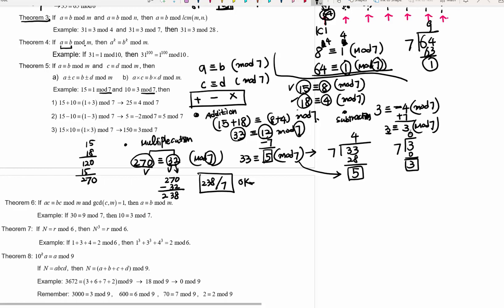But 32 is not the remainder because 32 is greater than 7, right? So you can reduce this number to less than 7, isn't it? What is the largest number which is a multiple of 7? 28. Okay, so you can take 28. So 32 minus 28 is what? 4. So 270 is congruent to 4 mod 7, isn't it? 270 and 4 are in the same column, we know that. Right? So this number is less than 7. Now we can say 4 is the remainder when divided by 7. Okay? That's it. So remember, any two numbers in the same column, addition, subtraction, multiplication, always working, okay?